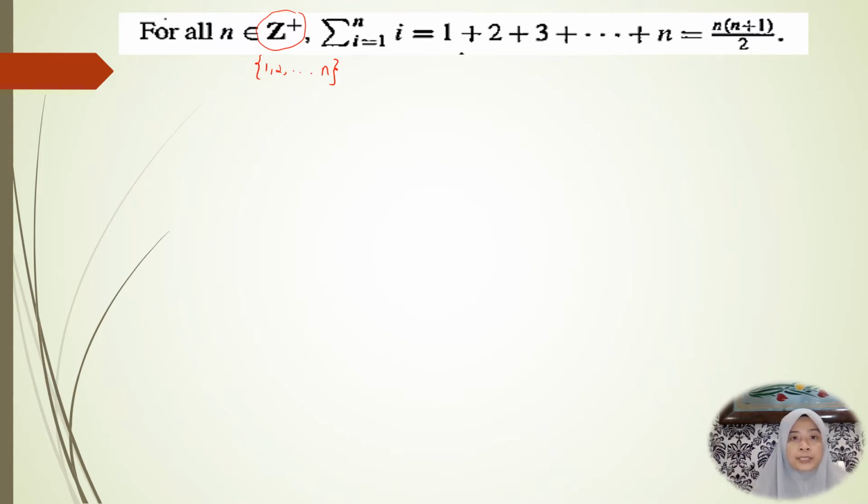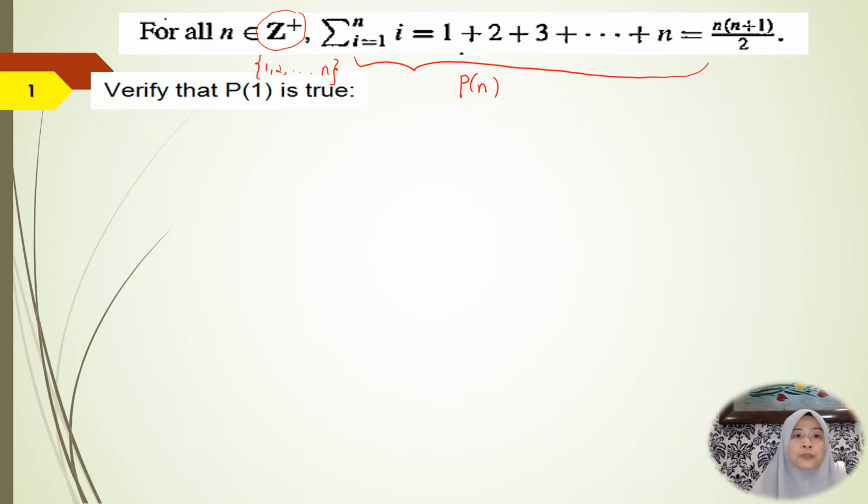So this is our proposition or our theorem, and this is our Pn. Okay, so for the first step, we need to verify that the first statement is true. For positive integers, the first element is 1. So that's why we need to check whether P1 is true. Right? We need to verify that statement.